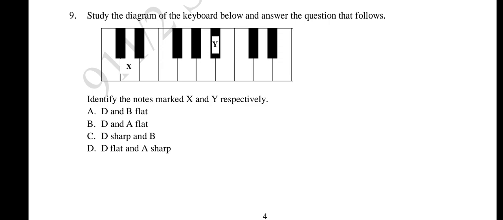So let's start with C. We go to X, which is D. Already we have gotten X is D. Let's continue. C, D, E, F, G, A, B. So Y is between A and B, which can be A sharp or B flat. We have D and B flat. So the correct answer is A.